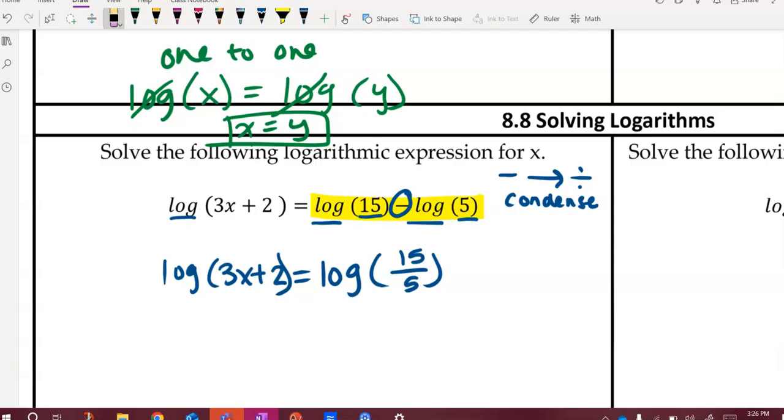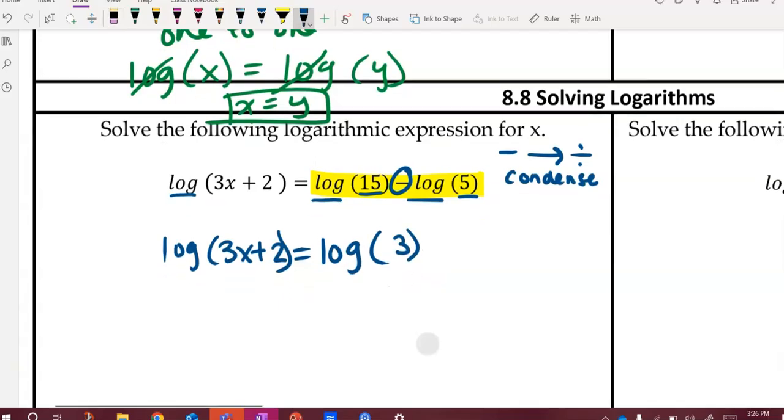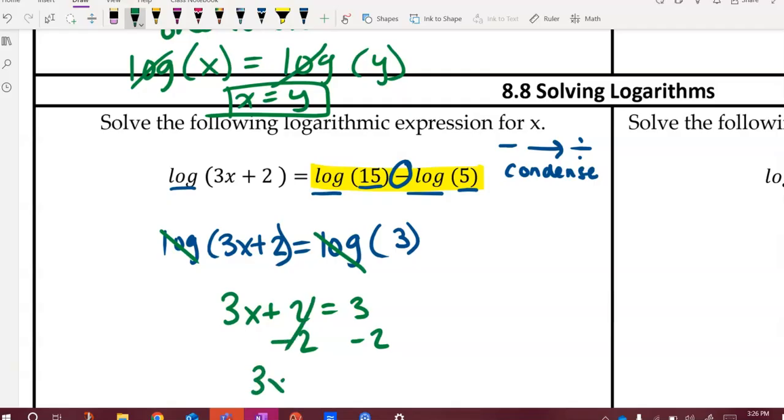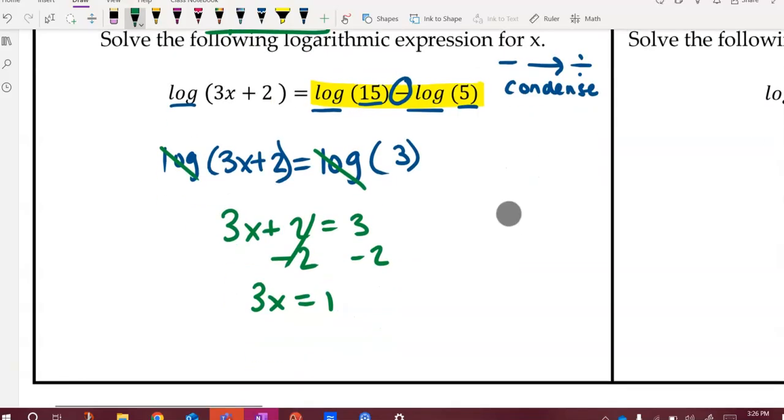Now 15 divided by 5 is just 3, so we can go ahead and put the 3 here. And now we can cancel the logs and set the insides equal to each other. And solve. Subtract the 2, and we divide by 3.